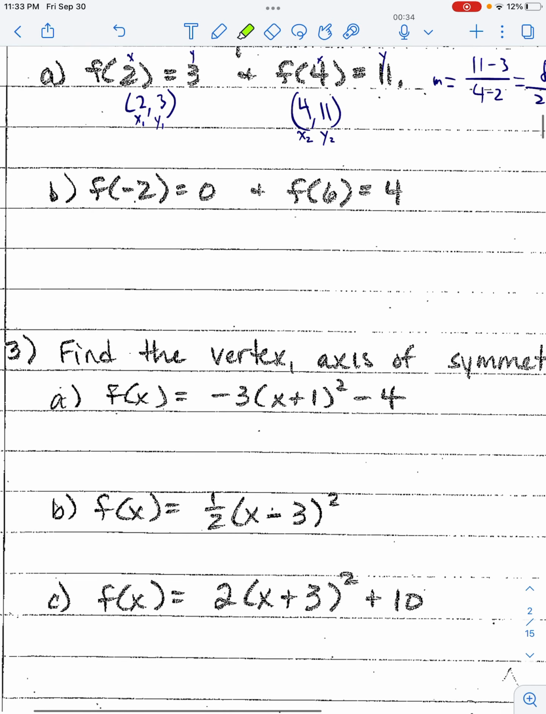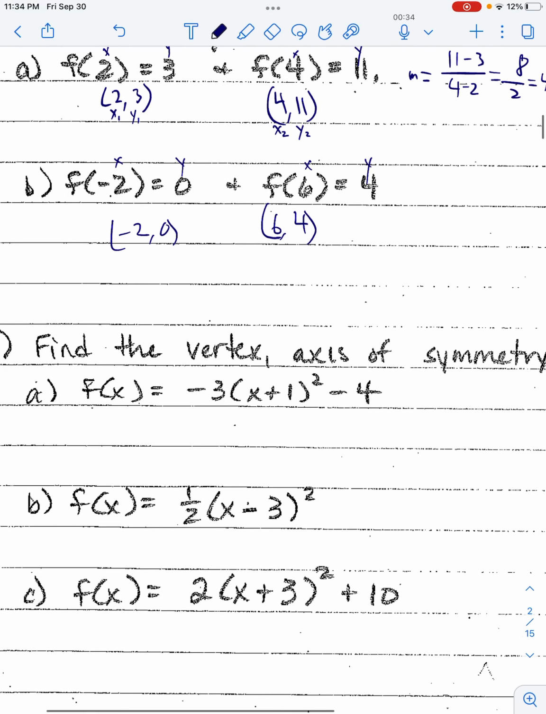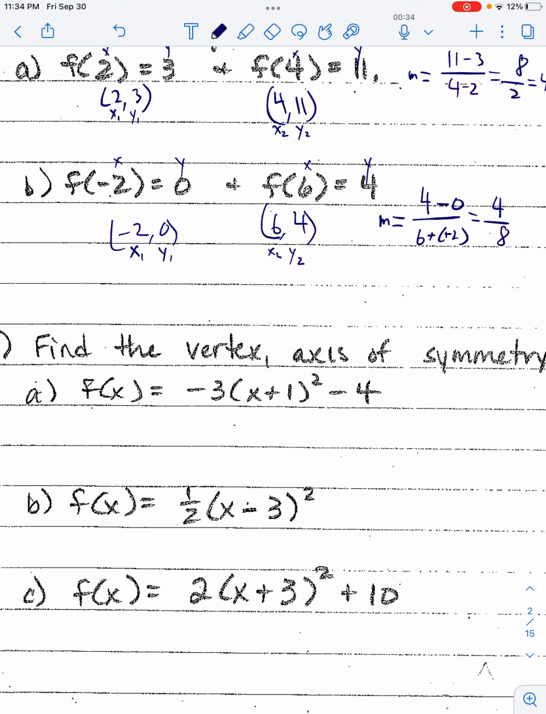All right, same thing down here. One point is going to be (-2, 0). My other point's going to be (6, 4), positive 4. I have 2 points. I don't have a slope, so I got to calculate that real quick. Here's x1, y1, x2, y2. So the slope of this line is 4 minus 0 all over 6 minus negative 2, which equals 4 over 8, I believe. Yep. So 4 over 8.